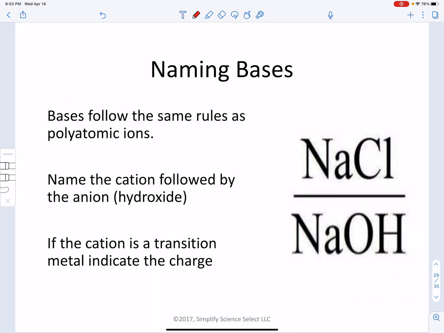All right, naming bases. So bases follow the same rules as polyatomic ions and ionic compounds. You're going to name the cation first, which is always going to be a positive charge, and then you're going to name the anion. Here's a hint, there's only one anion. It's going to be hydroxide. So if the cation is a transition metal, make sure you indicate the charge of the transition metal, and to do that, you need to use Roman numerals.